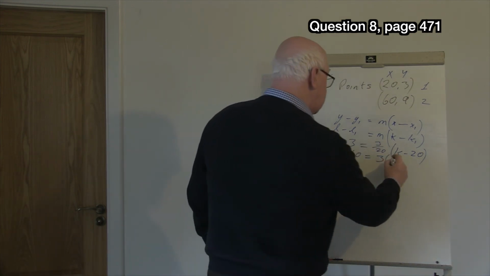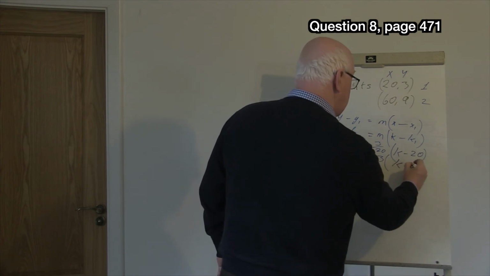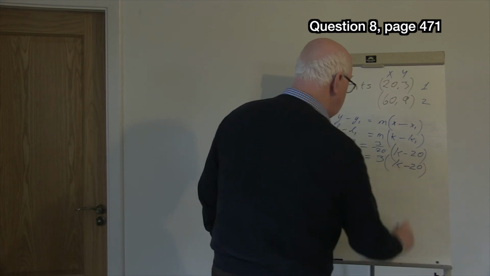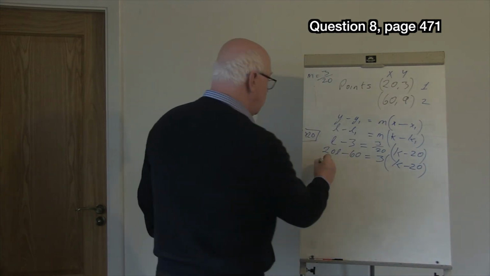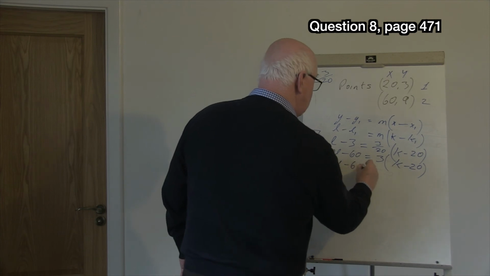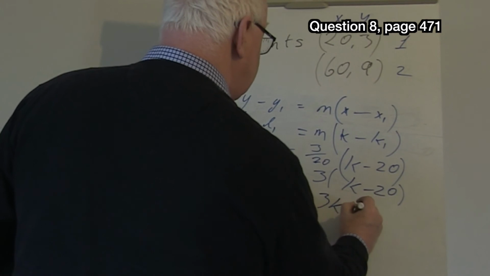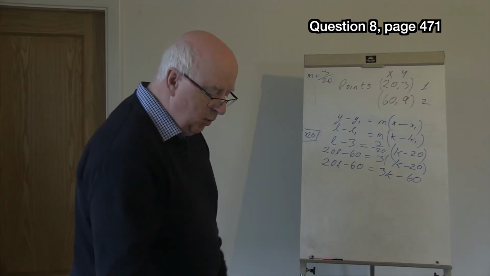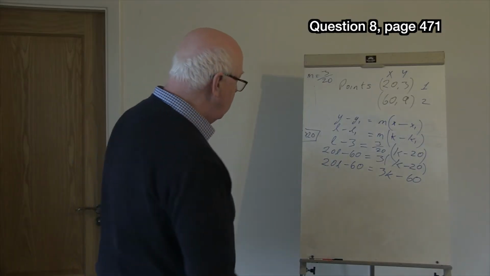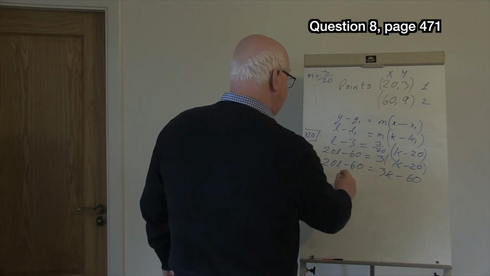And then everything inside this stays as it is. K minus 20. Now we'll continue working that out. So 20L minus 60 equals 3K. We're going to bring all of them to one side.